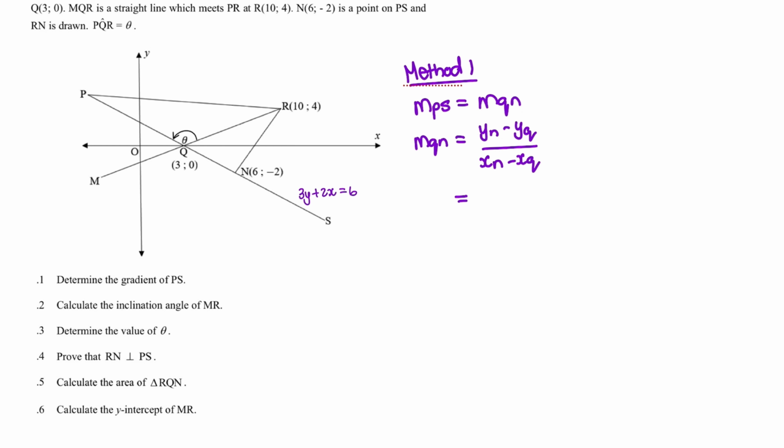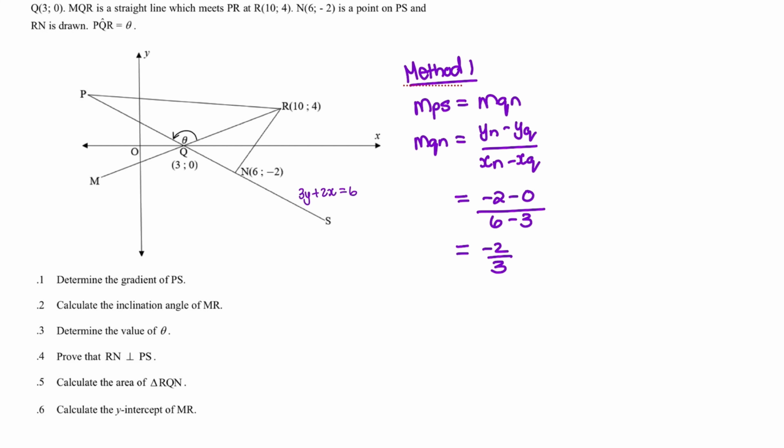So now the y of N is -2, the y of Q is 0, and that's over the x of N, which is 6, minus the x of Q, which is 3. And when I simplify that, I have -2/3.